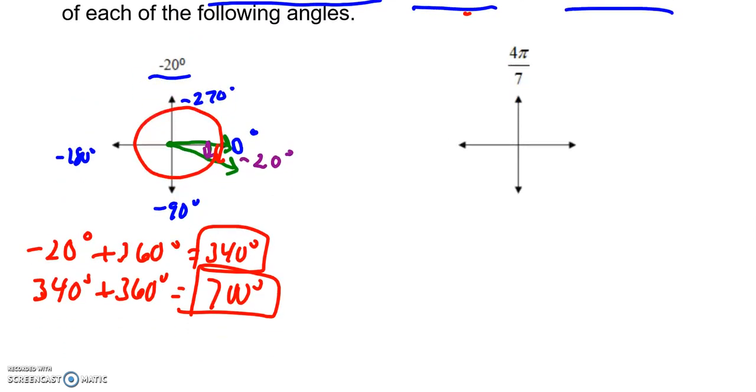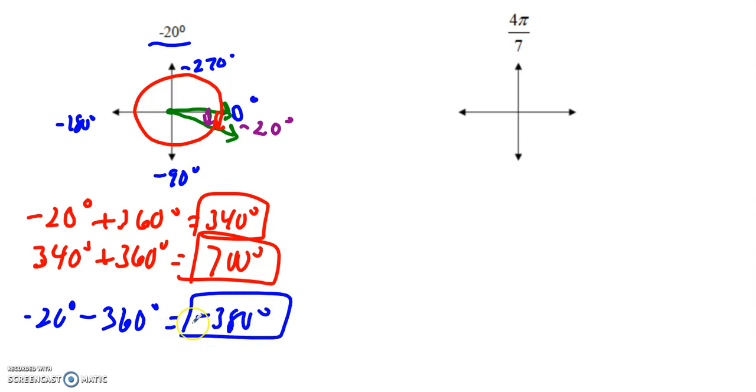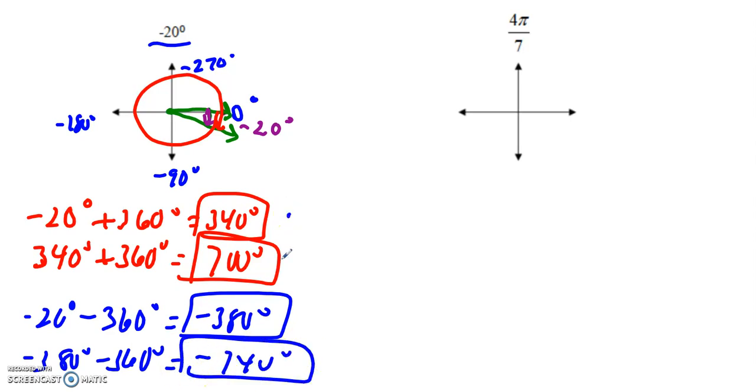If I initially started with negative 20 degrees and then I went the other direction, and I subtracted 360, I would end up getting negative 380 degrees. Now that I'm at negative 380, if I subtract another 360, I would get negative 740 degrees. So all of these angles, these four and negative 20, would look exactly like this. All of them would have the same exact view, but the number of times it rotated changes your answer.